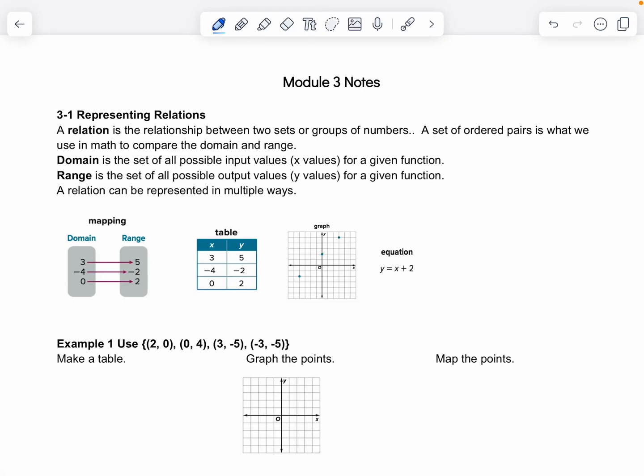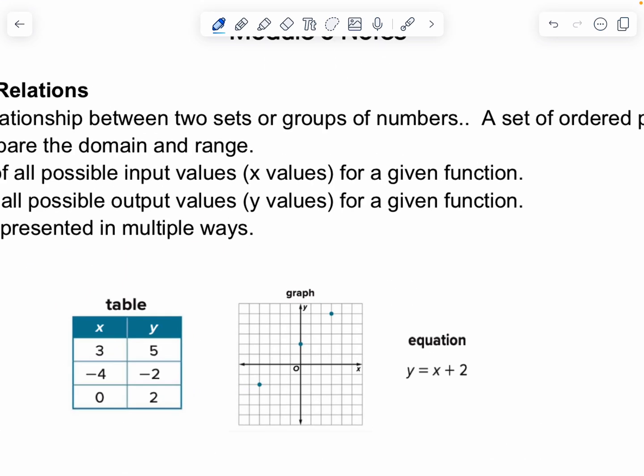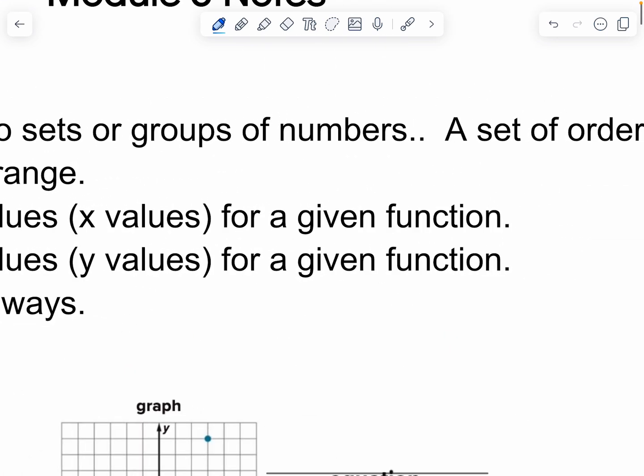Make sure that you have out your vocabulary sheet so that we can go over vocabulary. So, the very first vocabulary word we're going to talk about is a relation. It is a relationship between two sets or groups of numbers. A set of ordered pairs is what we use in math to compare domain and range. And it's usually written like this.